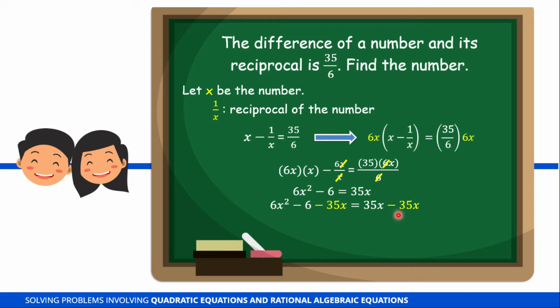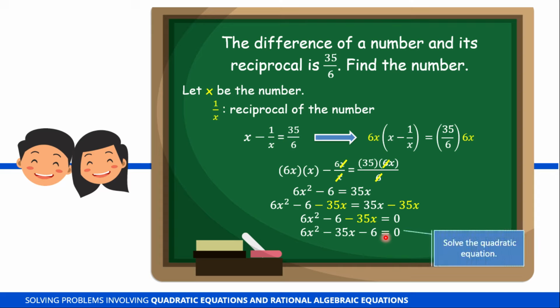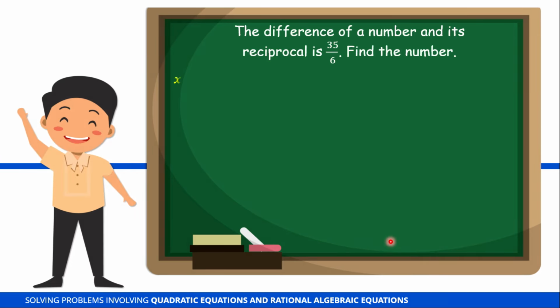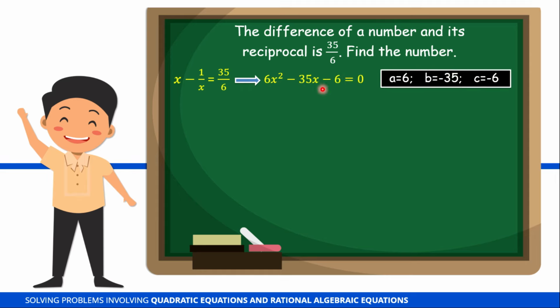35x minus 35x, this will be 0. Ayusin natin ito, unahin natin ang quadratic term, followed by our linear term, which is negative 35x, and then negative 6 is equal to 0. We're going to solve for this quadratic equation using quadratic formula. This is the continuation. So from this equation na ginawa natin para sa ating word problem, na i-convert na natin into quadratic equation. And again, isosolve natin yan gamit ang ating quadratic formula.